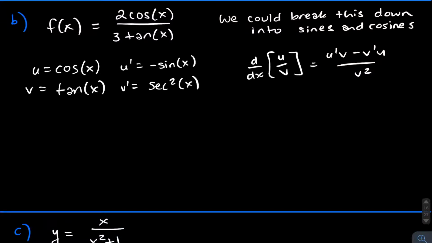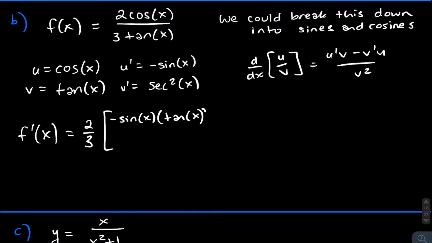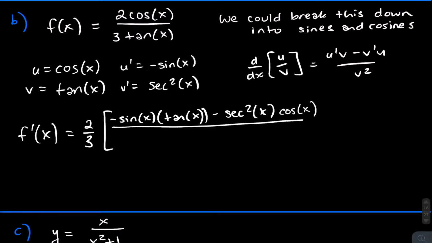All right. Plugging in here, we get that f prime of x equals, we're going to put a 2 over 3 right here because that's where this is coming from. So 2 over 3 times u prime, that's negative sine of x, times v, which is tangent x, minus v prime, secant squared x, and u, which is cosine x. And that's going to be all over v squared. V is tangent, so it's going to be tangent squared x.